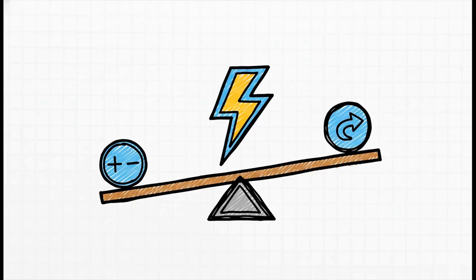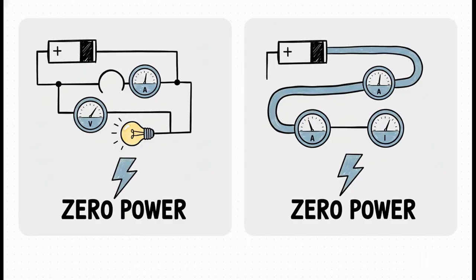Now, the entire game here is governed by one fundamental rule of physics. Power equals voltage times current. You can't just crank one of them up and ignore the other. To get the most power, you need a healthy amount of both. You need voltage pushing and current flowing. So let's look at those two extremes.